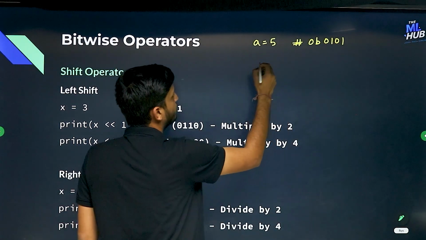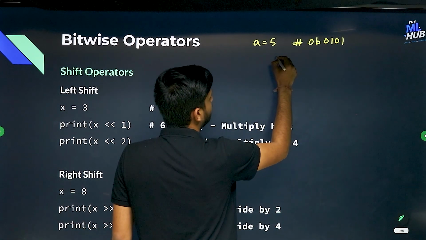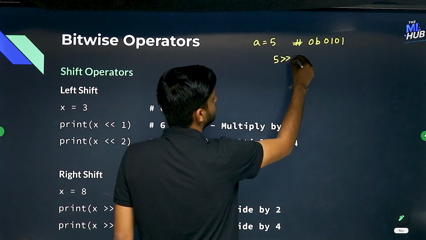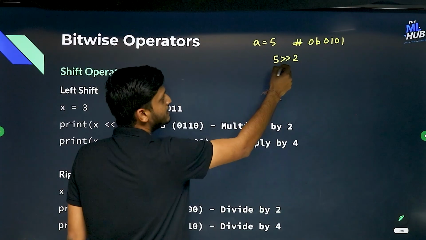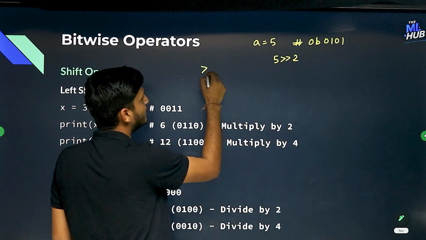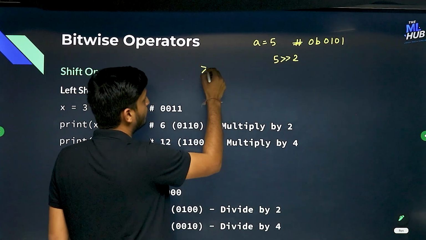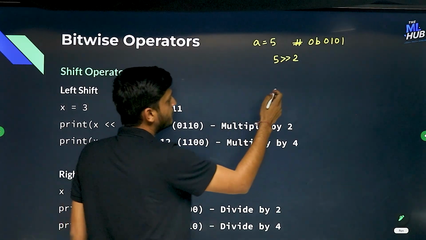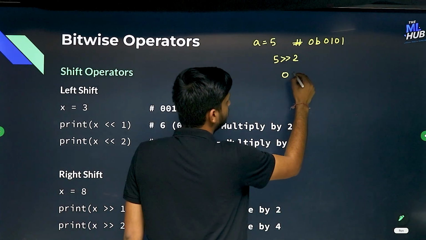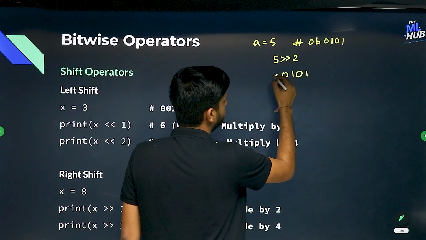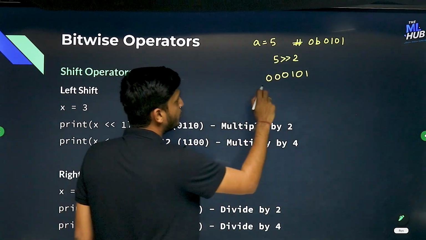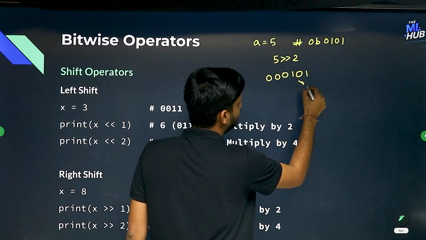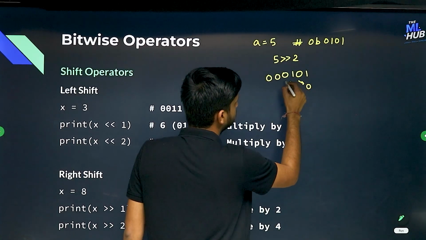So let us say we have 5, and you have to right shift 5 2 times, let's say. The right shift operator is written as two greater-than symbols. A single greater-than is a different symbol. But if you write greater than 2 times, it is right shifting. Okay, this is an operator. So the binary of 5 is 101. Okay. Now if you right shift it, every bit will be shifted right by 1 position.